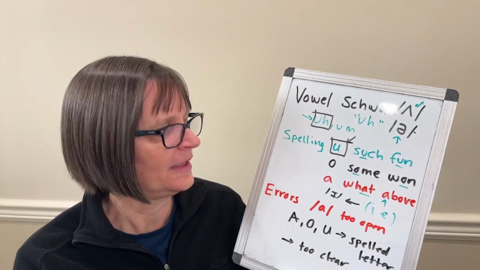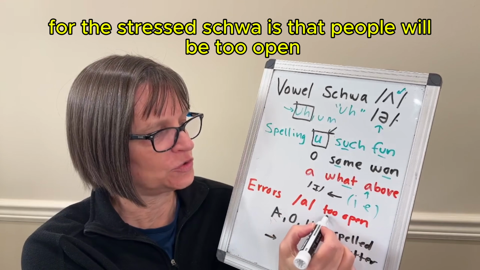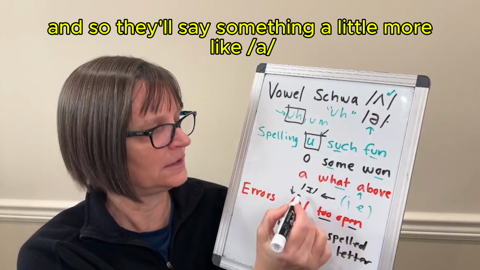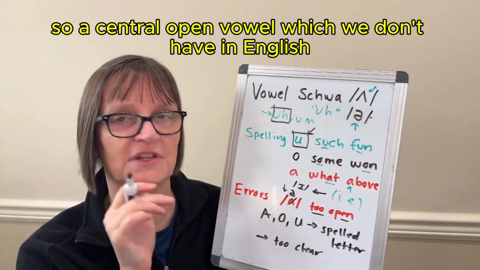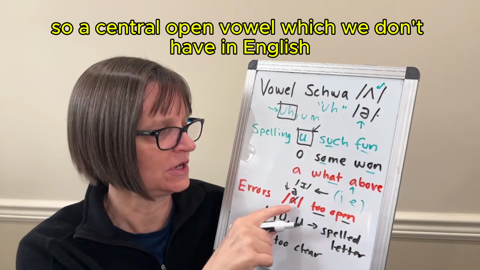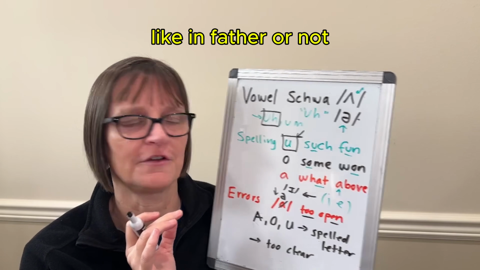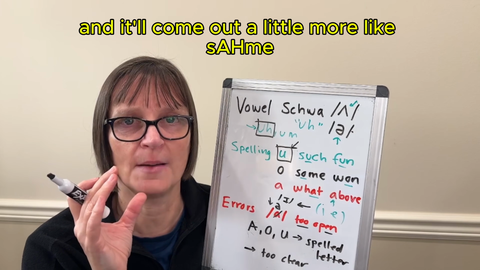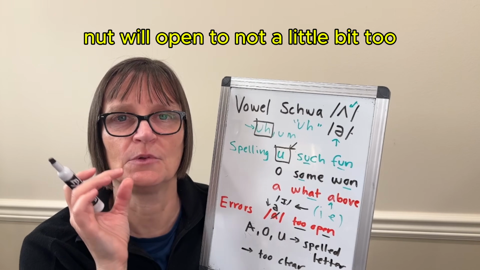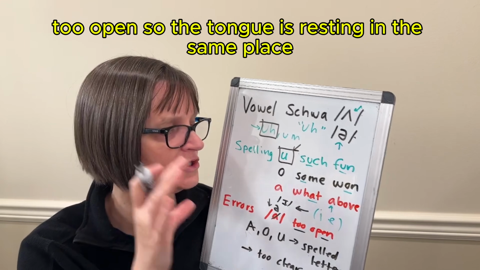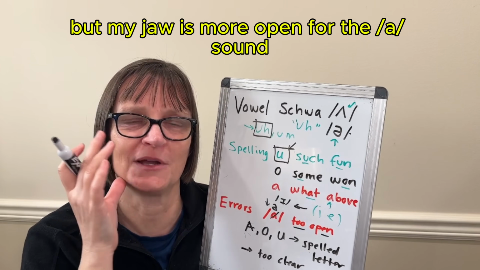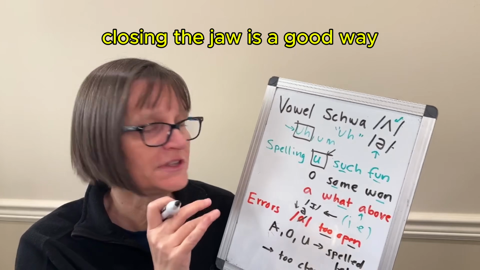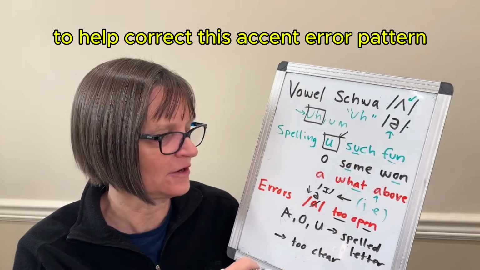The main error, though, for the stressed schwa is that people will be too open, and so they'll say something a little more like ah, actually usually this is a central open vowel, which we don't have in English. Similar to the ah we do have in English, like in father or not. So you might be saying something like some, and it'll come out a little more like Sahm. Or your word nut will open to a not, a little bit too open. So the tongue is resting in the same place, but my jaw is more open for the ah sound than the uh sound. So closing the jaw is a good way to help correct this accent error pattern.